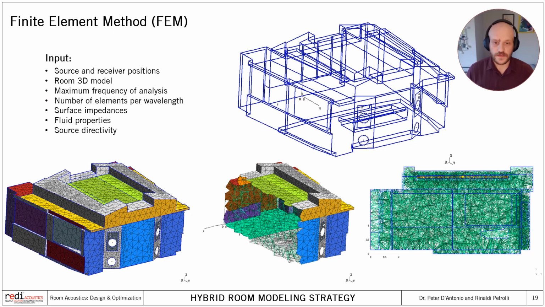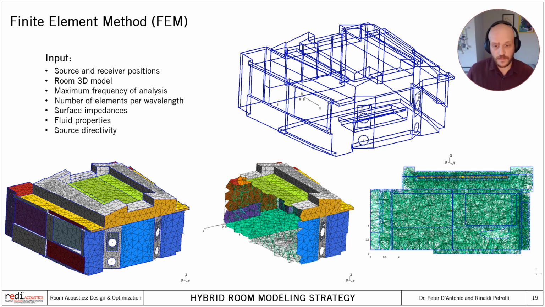The first simulation technique we'll discuss is the finite element method, which is a very robust approach, especially at low frequencies. To apply it, we need to know a lot of details about the room, like the source and receiver positions, have a detailed 3D model of the space, and also know the source directivity. We also need to define the maximum frequency of analysis, which will determine the size of the mesh elements that are placed across the room's 2D surfaces and also within its 3D volume.